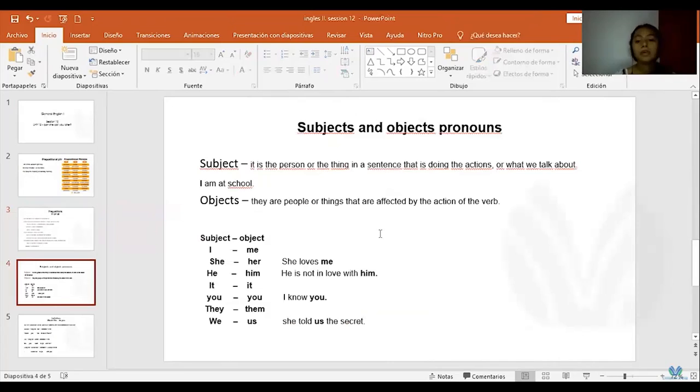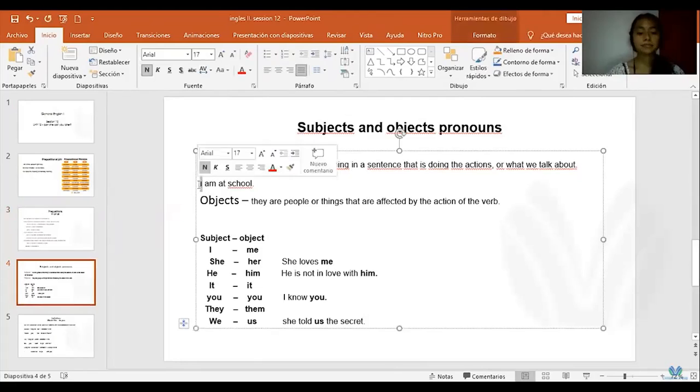Then, guys, we learn more about subject and object pronouns. First, what are subjects? It is the person or the thing in a sentence that is doing the action, or what we talk about. Here is an example: I am at the school. The subject is the person doing the action or what we are talking about, so here my subject is I. And what are object pronouns? They are people or things that are affected by the action of the verb. Here it says, she loves me. This is my subject. This is my verb.